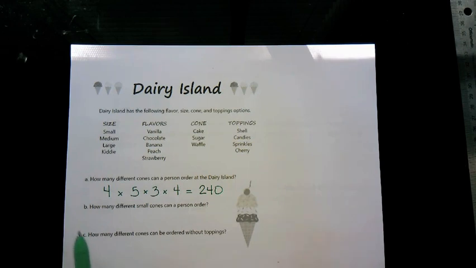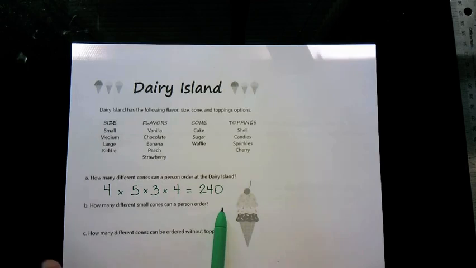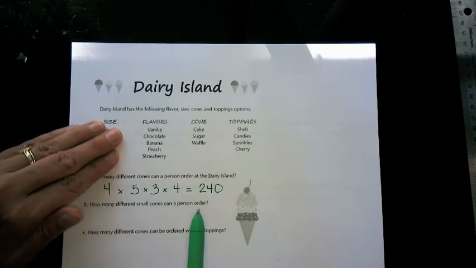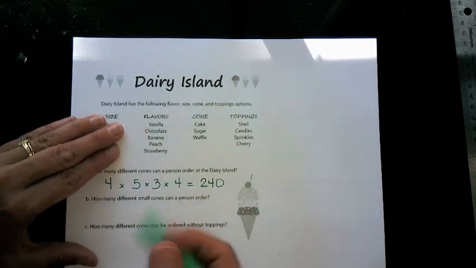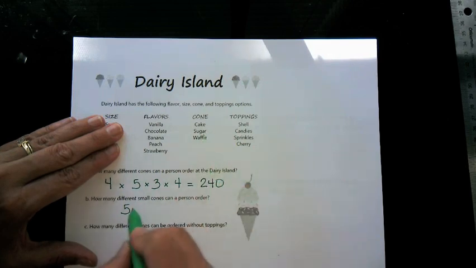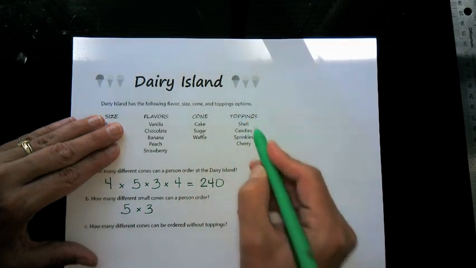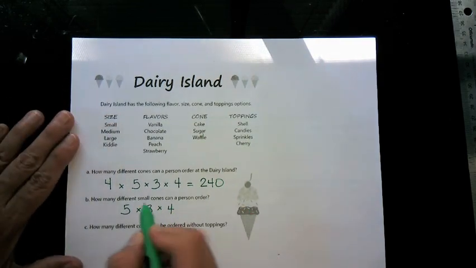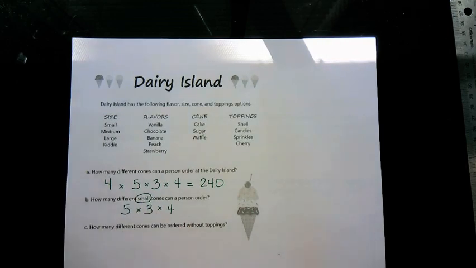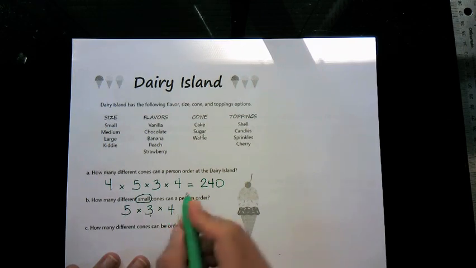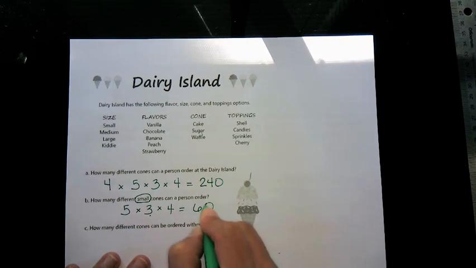Now if we ask ourselves how many different small cones can a person get, we've eliminated the options in the size category because we're only going to do one size. So now we have 5 flavors of small cones, 3 different kinds of cones, and still 4 toppings. But you see how we eliminated the size option because we've already chosen. We're going to have a small cone. So let's multiply these. 5 times 3 is 15, times 4 gives me 60.